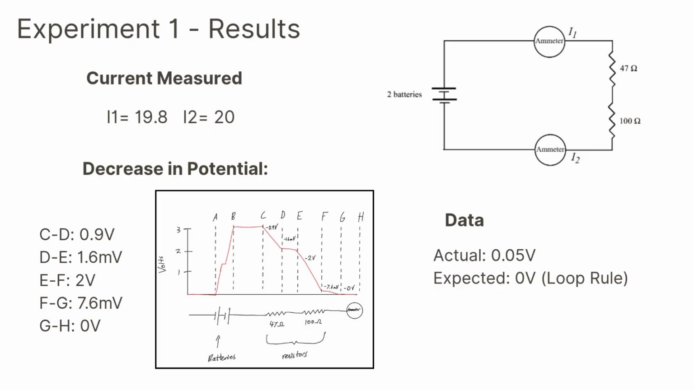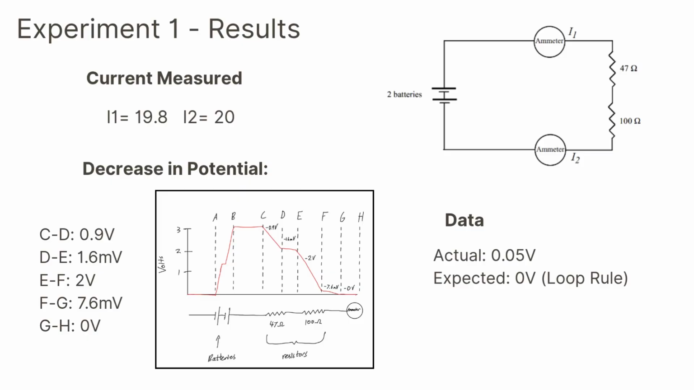So here are the results of the experiment. We measured the current I1 from our ammeter to be 19.8 amps, and I2 to be 20 amps. And if we look at the decrease in potential between different parts of the circuit, from C to D we lost about 0.9 volts, then from D to E, 1.6 millivolts, E to F, 2 volts, F to G, 7.6 millivolts, and then G to H, we didn't lose any volts.